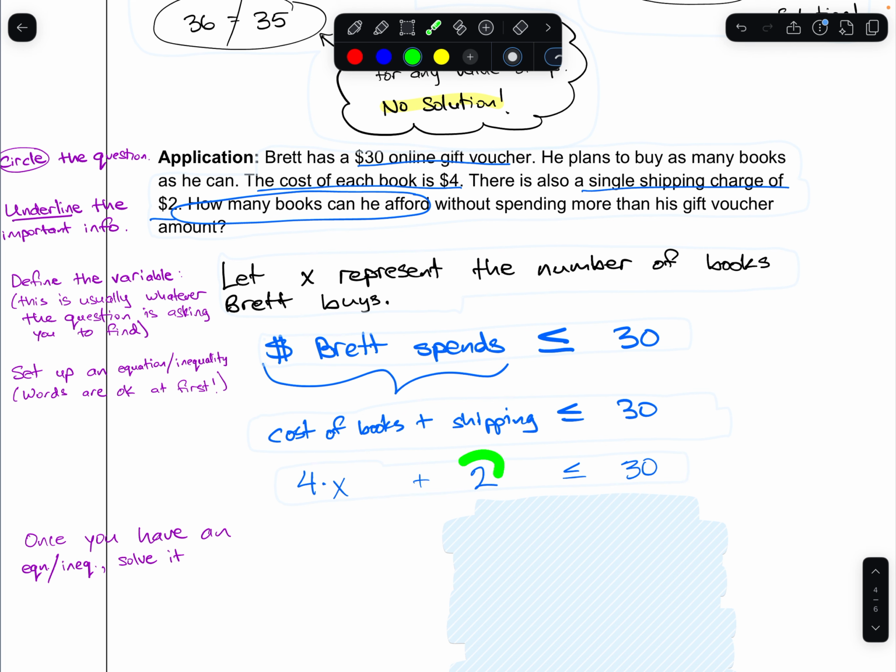All right, so the shipping is $2 no matter how many books. The cost of the books is going to be 4 times, well, how many books he buys, right? If he buys 1 book, it'll be $4. If he buys 2 books, it would be 4 times 2, it would be $8, right? And so on.